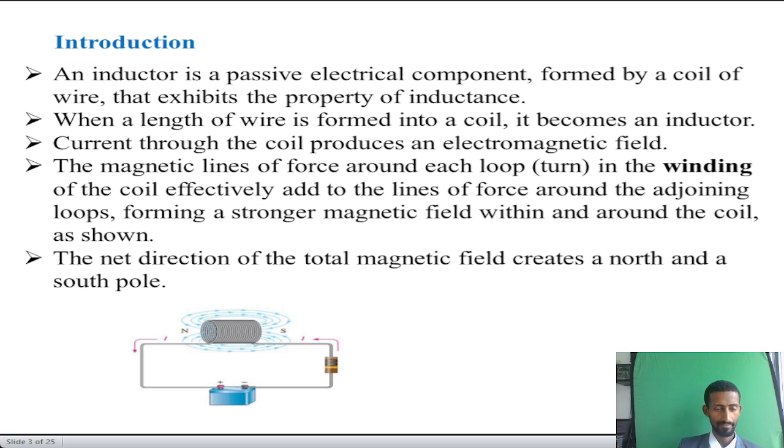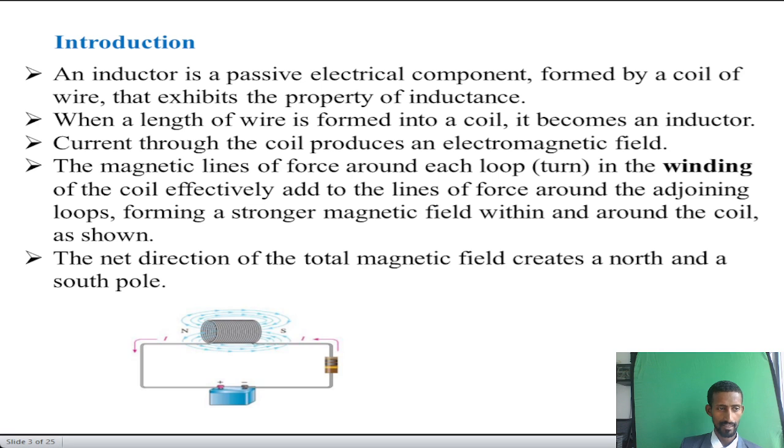What is an inductor? An inductor is a passive electrical component formed by a coil of wire that exhibits the property of inductance. When a length of wire is formed into a coil, it becomes an inductor. Current through the coil produces an electromagnetic field due to Faraday's law.